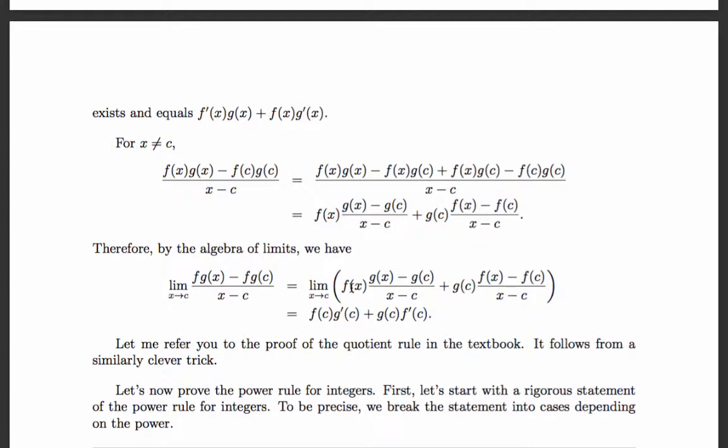Now, by the way, how do I know that the limit as x approaches c of f of x is f of c? Well, I know that f is continuous at c. How do I know f is continuous at c? We proved it in the previous theorem, because I know that f is differentiable at c.